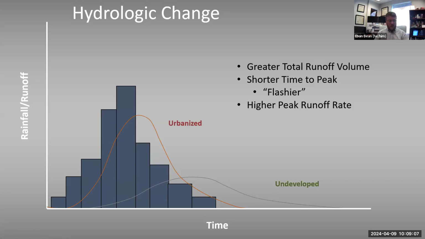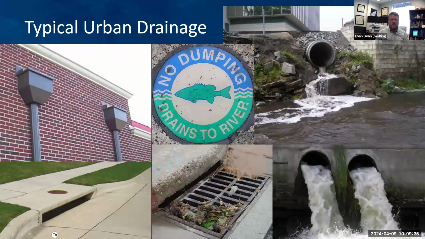Well, this is what we see on an individual storm event. There's also a shorter time to the peak. So this is the peak here versus the peak for the undeveloped. And here's the peak rainfall. And so we have a shorter time, and so this is more flashy. So the term flash floods is the terminology there. And then overall, there's a higher peak runoff rate. So this is the runoff rate compared to this one. And this can have a lot of downstream effects.